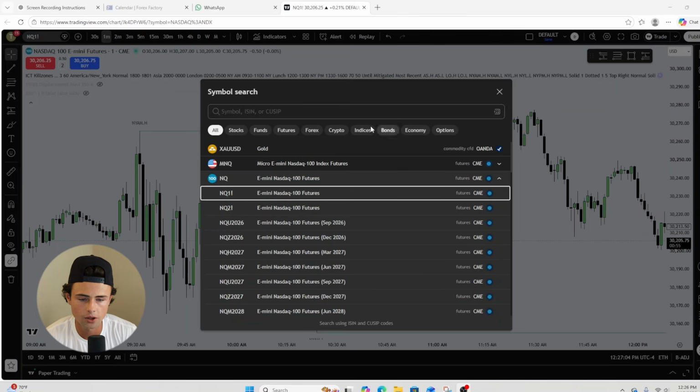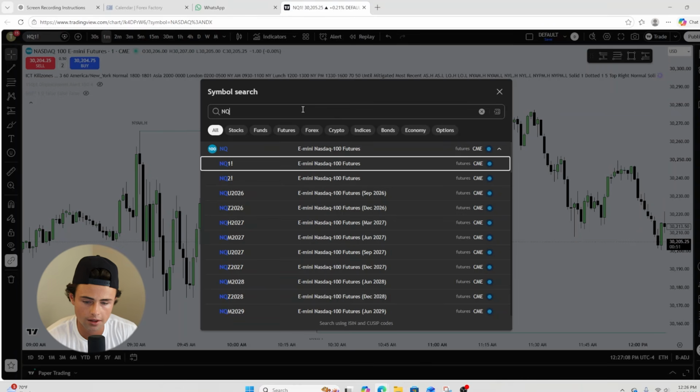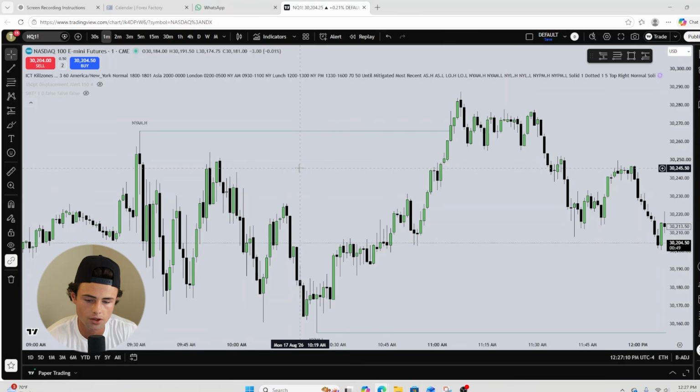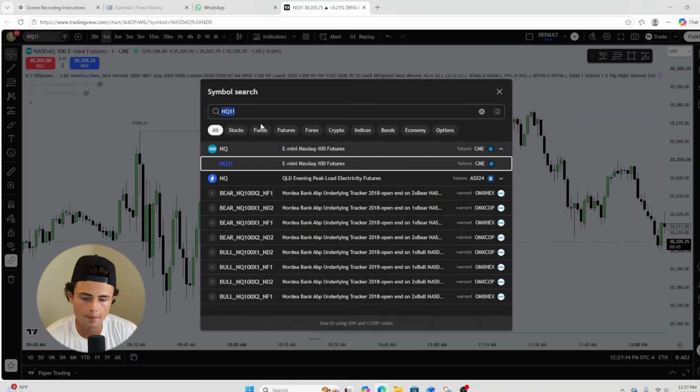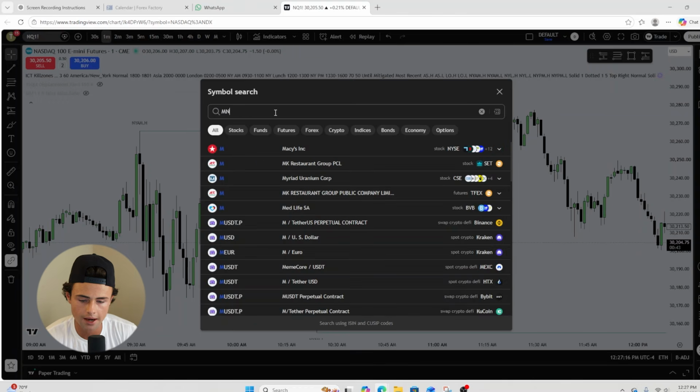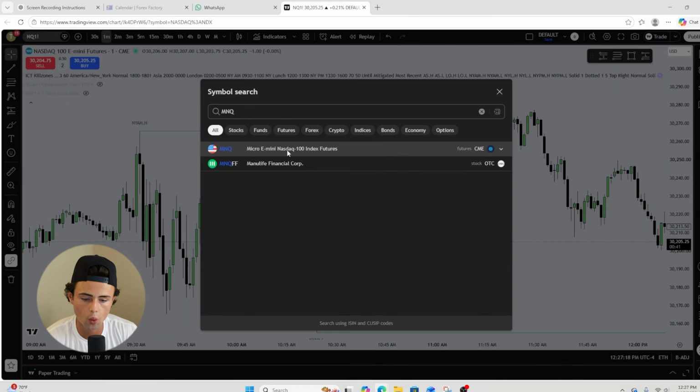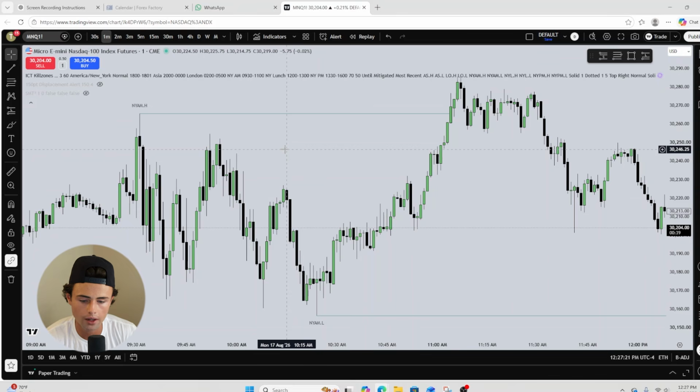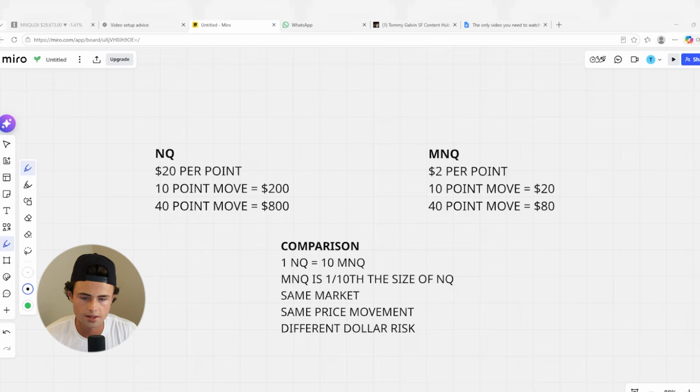Now, there's basically two versions of what we're trading here. You have NQ and you have MNQ. NQ is the bigger contract. Every 1 point NQ moves is $20 per contract. MNQ is the micro. Same exact chart, same exact market. It's just 1/10 of the size. So every point on MNQ is $2. For example, say the NASDAQ moves 10 points. If you have one NQ contract, that's a $200 move. If you have one MNQ contract, that's a $20 move.